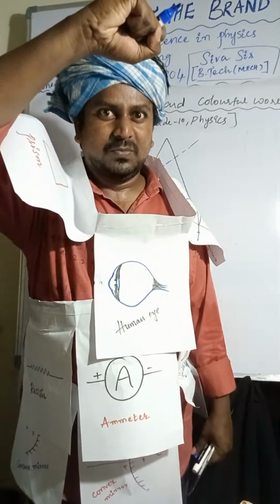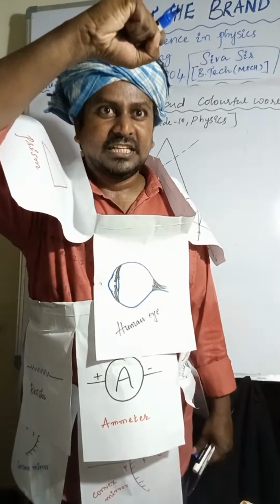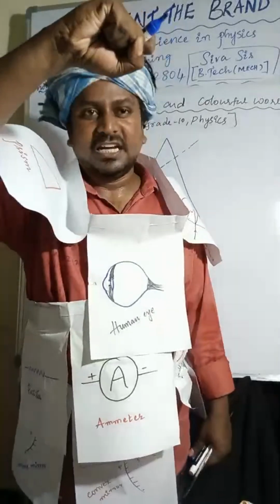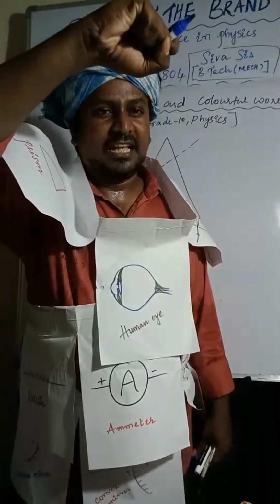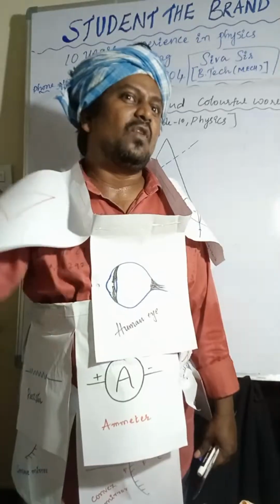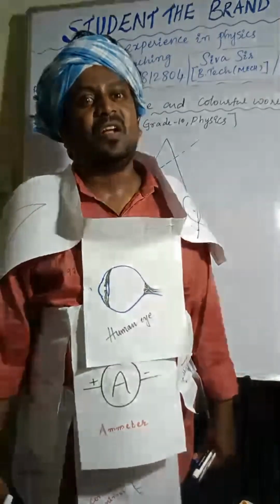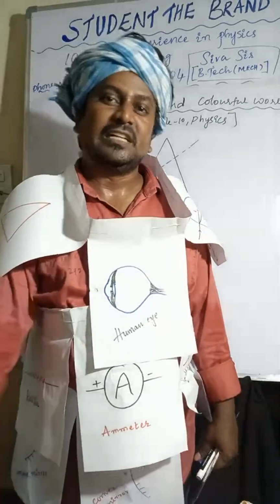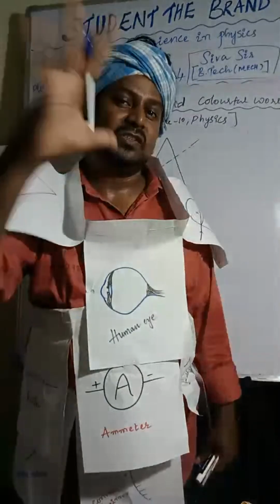These are the seven colors that will form on the screen: violet, indigo, blue, green, yellow, orange, red. So how to draw the diagram?